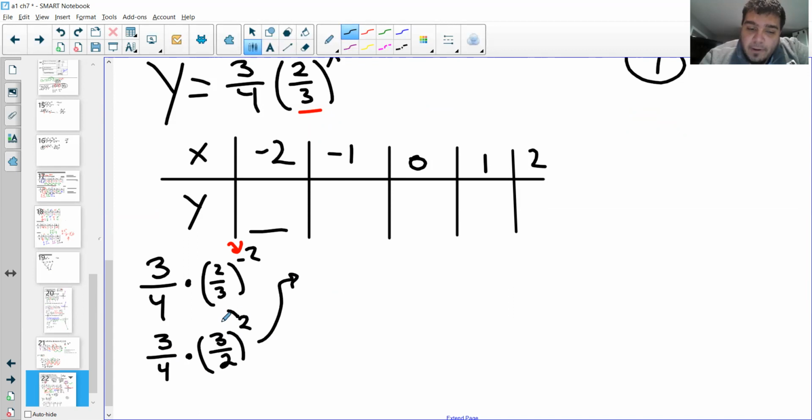Because this is the 2nd power, I have to make sure everyone gets a piece of it. So I get 3 over 4 times 3 squared. Actually, I'll just do the math. 3 squared, which is 9, over 2 squared, which is 4. Multiply straight through. 9 times 3 is 27. 4 times 4 is 16.